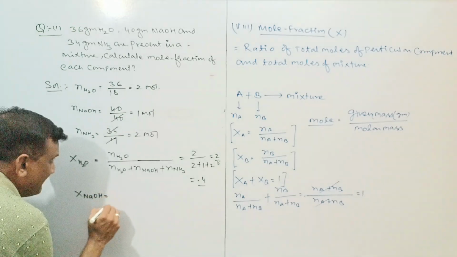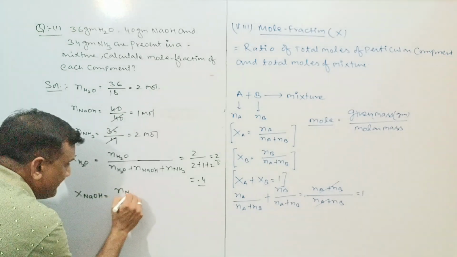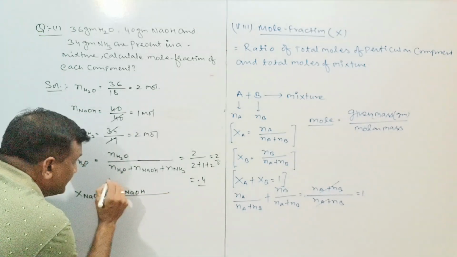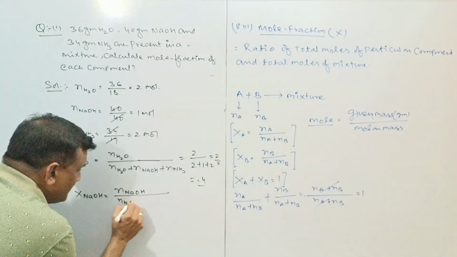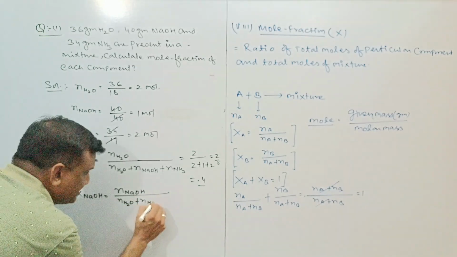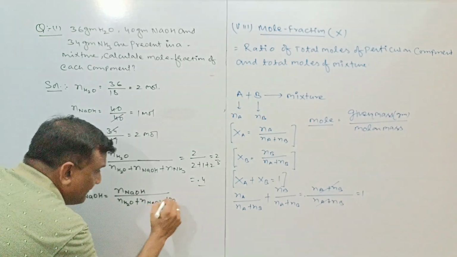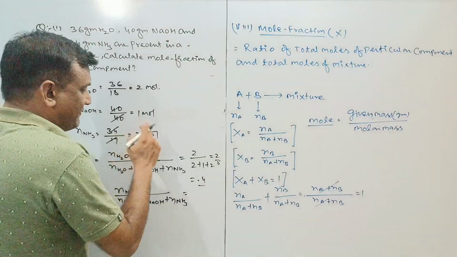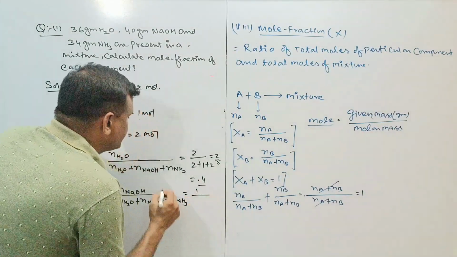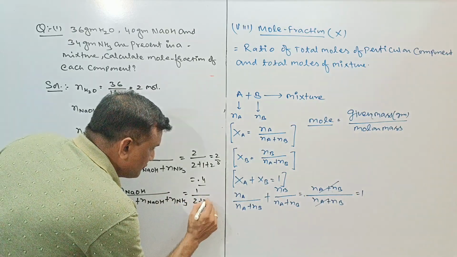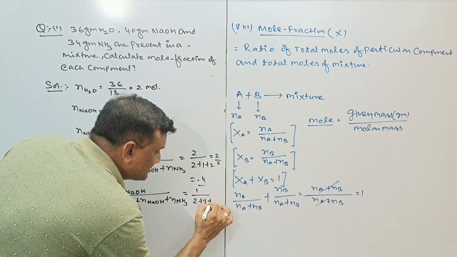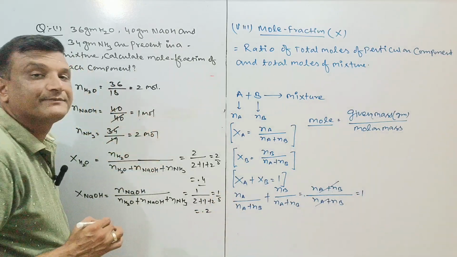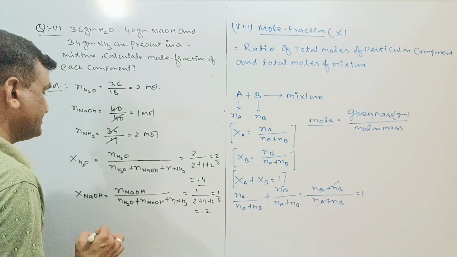The formula will be n of NaOH upon n of H2O plus n of NaOH plus n of NH3. The value is 1 upon 2 plus 1 plus 2, that is 1 upon 5, which means 0.2, the mole fraction of NaOH.